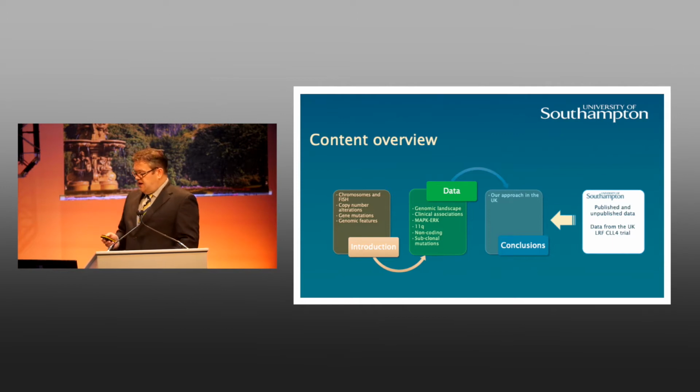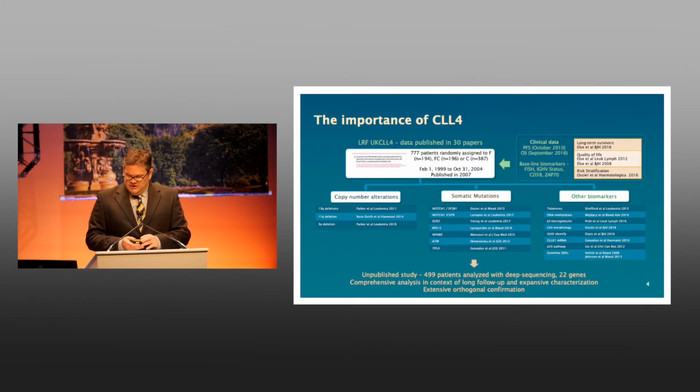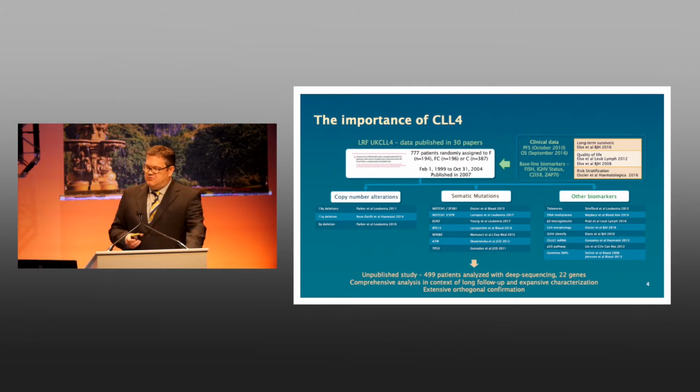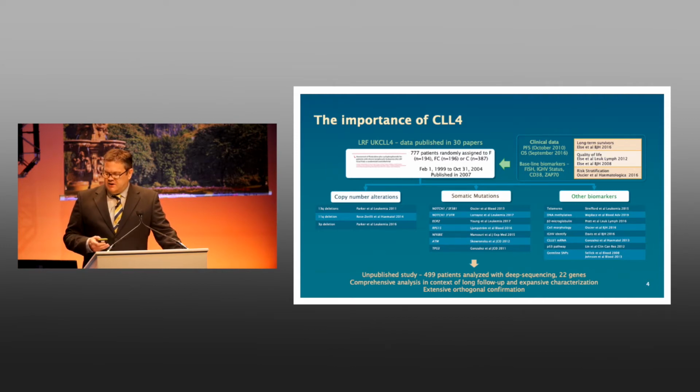As I say, the CLL4 trial is quite important, particularly given that Professor Catovsky was just mentioned and it was his trial. And I'll use that trial to introduce you to some of the features of the disease. The UK CLL4 trial randomized 777 patients to 3 chemotherapeutic arms between 1999 and 2004 and was published in The Lancet in 2007. And data from that trial has now been published in more than 30 papers.